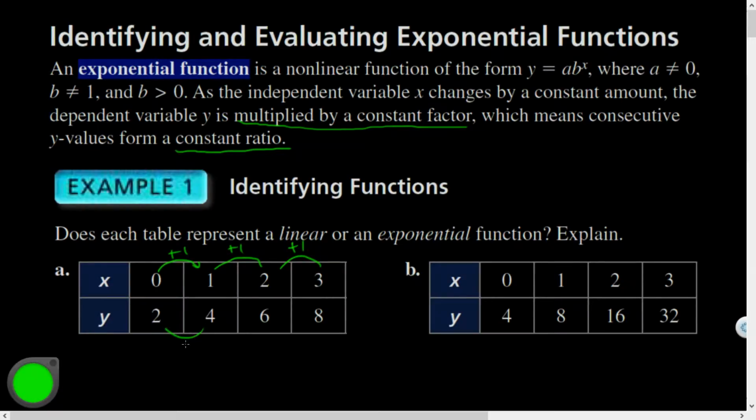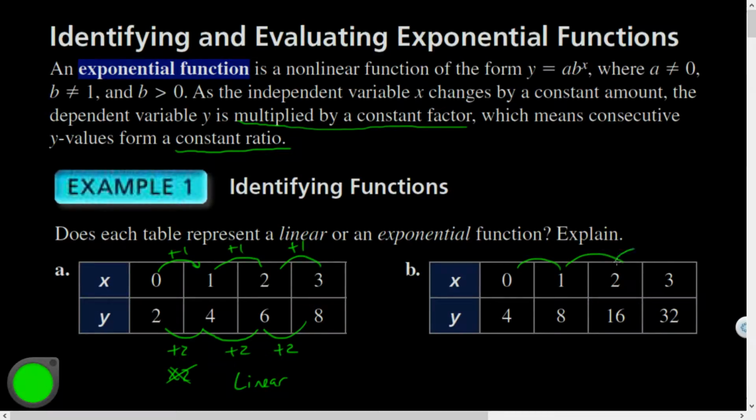Let's see, 2 to 4, that could be plus 2, or that could be times 2. Let's see which one happens. So to go from 4 to 6, what happens? Is it plus 2 or times 2? Well, it's just plus 2. Yeah, so this one didn't work. And then 6 to 8, that's plus 2. So because these are pluses, this is a linear function, linear. Okay? Those have a constant rate of change, where our exponential functions have a constant factor.